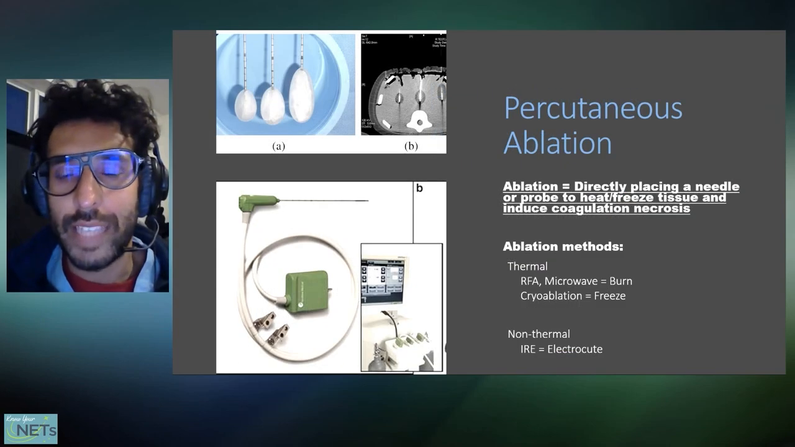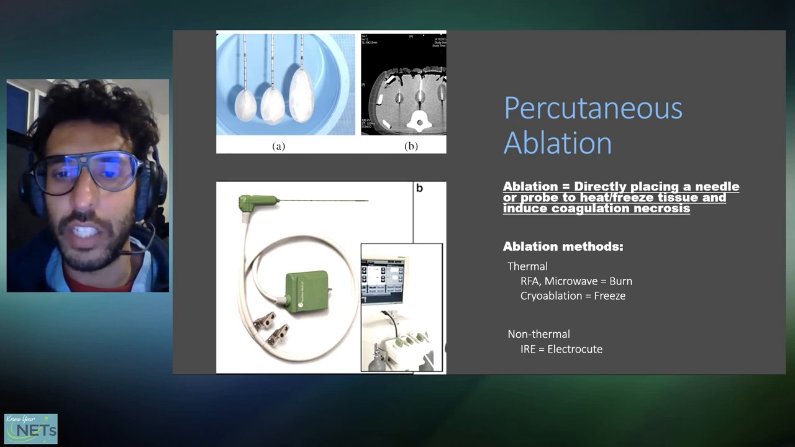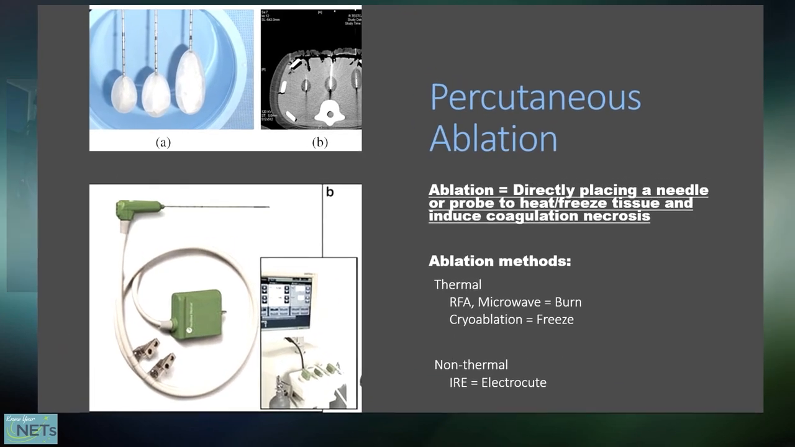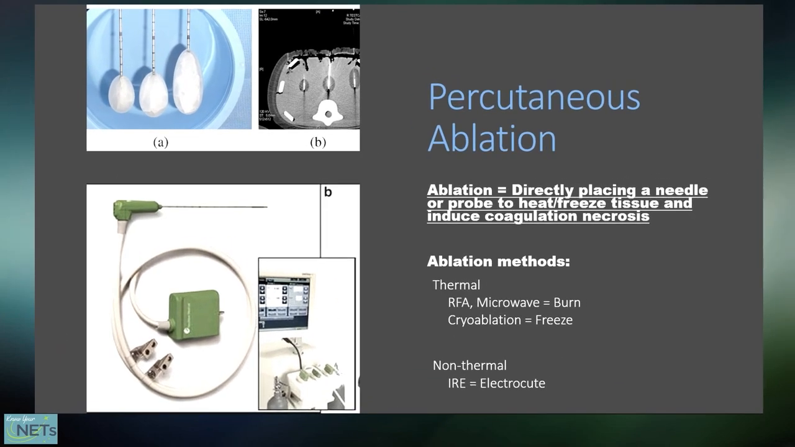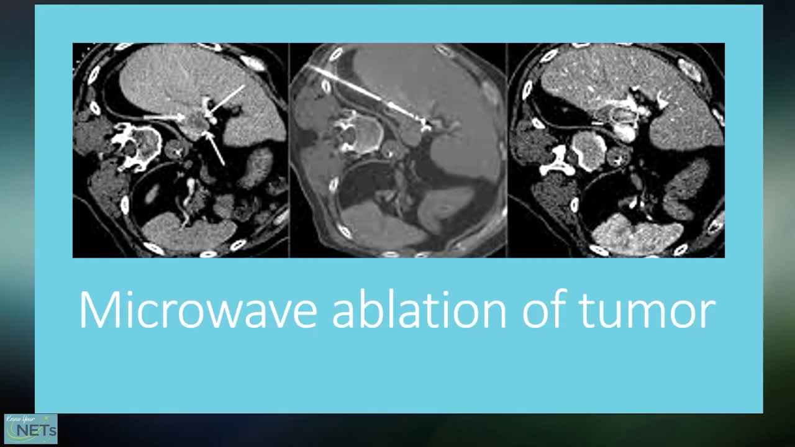So moving forward, the second primary treatment that we can offer for our patients is something called percutaneous ablation. Ablation is a relatively fancy term for taking a needle and putting it directly into a tumor and either heating or freezing it. If we heat it, that's called RFA or microwave, or if we freeze it, it's called cryoablation. But there's also what we call non-thermal ways to treat tumors. The most common one we use is IRE, or irreversible electroporation, where we're electrocuting a tumor. So I'll show you an example.